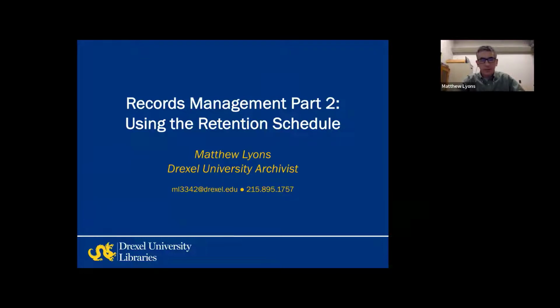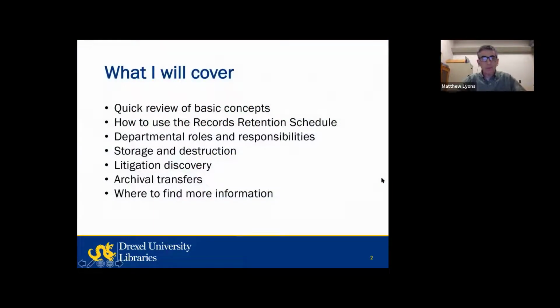So let's start with a quick overview of what I'm going to cover in this session. I will briefly review some of the basic concepts from the first part, and then I will take a look at Drexel's records retention schedule and give you several examples of how to read it and apply it. Then I will talk about the different roles and responsibilities within departments as spelled out by the university's records management policy.